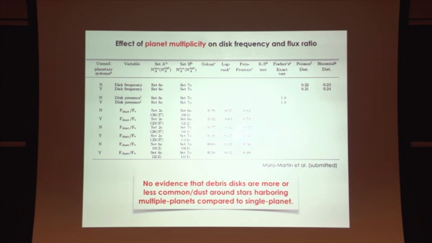We find no evidence that debris disks are more or less common around stars harboring multiple planet systems compared to single planet systems. So again, the theory and the simulations predict something, but it's not in the data. I'm sorry, I keep trashing all this.